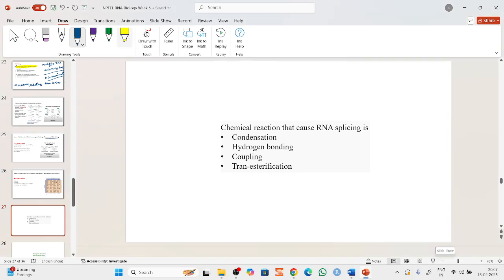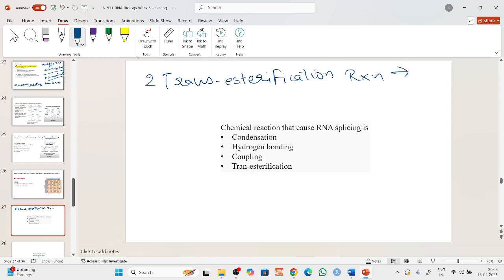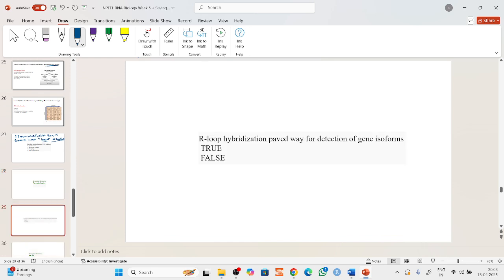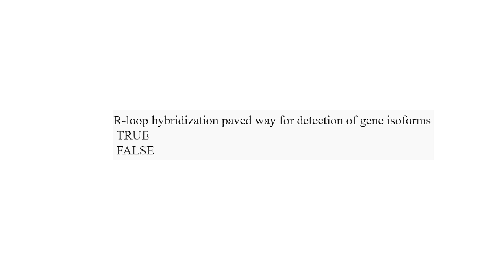So I can say that two transesterification reactions remove the intron as a lariat structure. Okay, fine. Next question is, R loop hybridization paved the way for detection of gene isoforms.